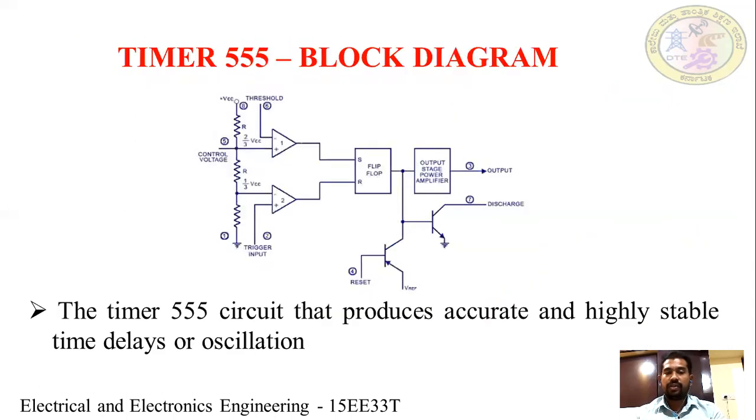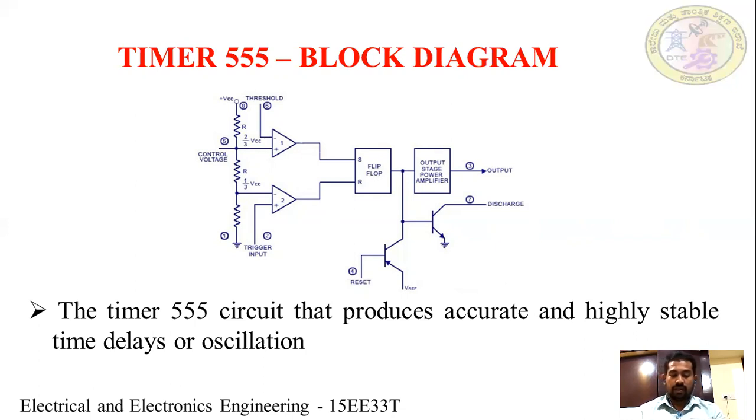Let me come to today's class, that is the timer 555 block diagram. The block diagram of the IC 555 timer consists of the amplifiers, a trigger input, flip-flop, output stage power amplifiers, a reset button, output discharge, and also the amplifiers. The timer circuit 555 produces accurate and highly stable time delays or oscillation.